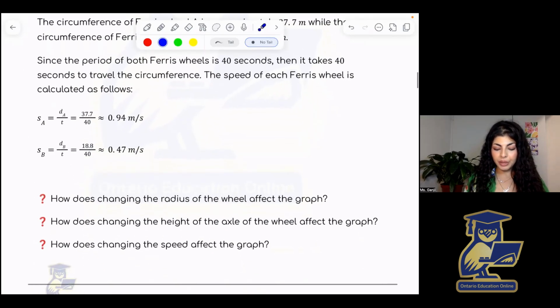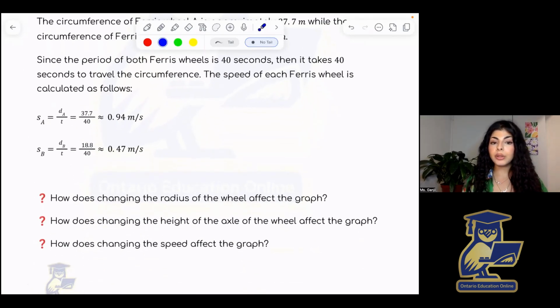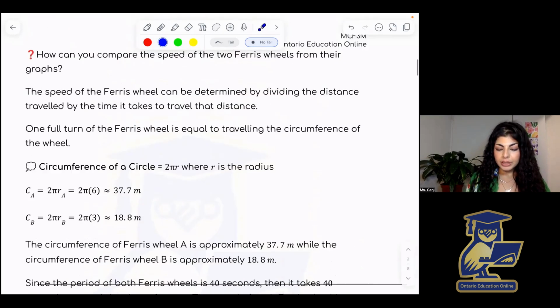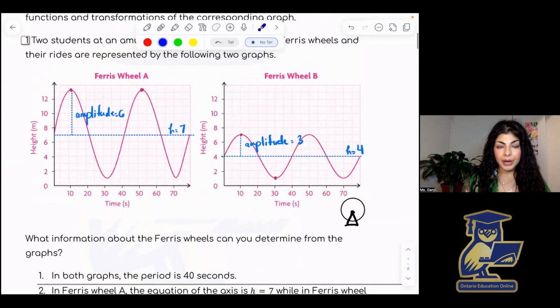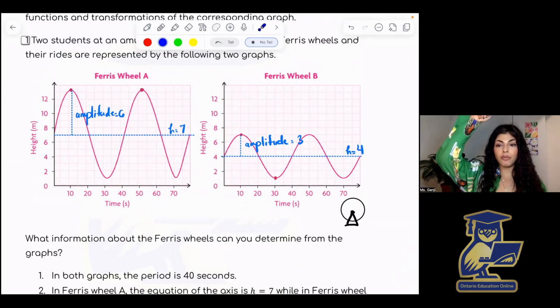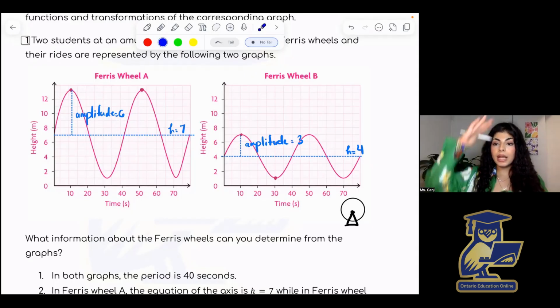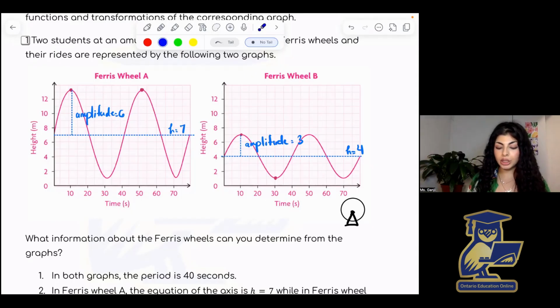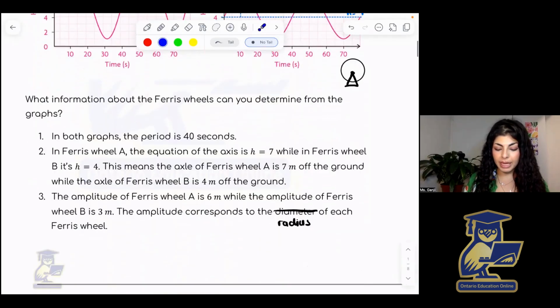And now some questions for you to think about. How does changing the radius of the wheel affect the graph? So first, we go back here. Remember, the radius has to do with the amplitude. As we saw here, a greater radius equals a greater amplitude, which means that we are stretching our function upward. Whereas a shorter amplitude, or shorter radius, means that we are compressing our function vertically to make it shorter.